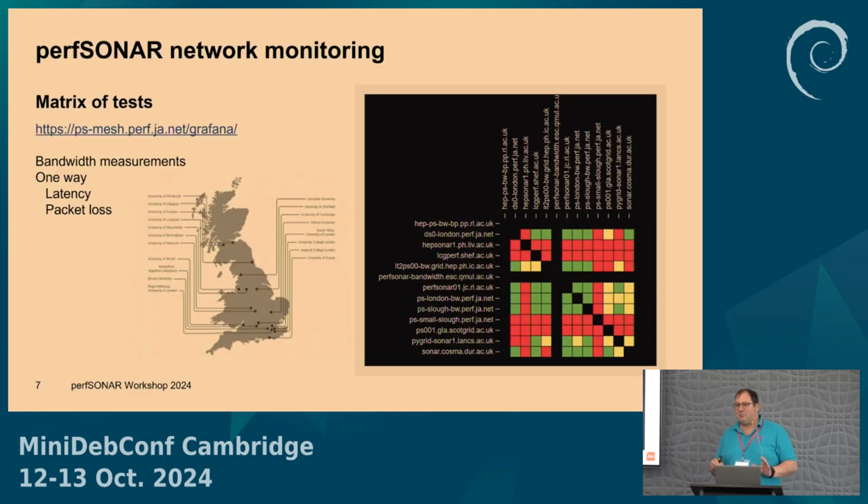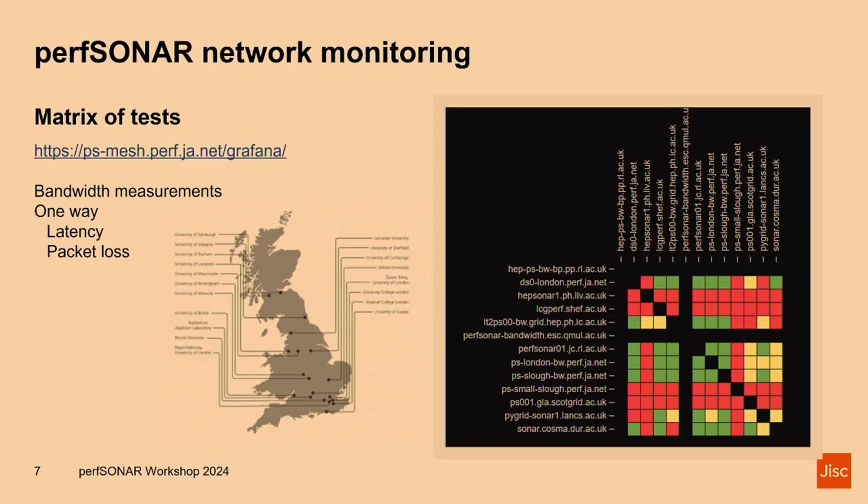So perfSONAR allows you to measure bandwidth, latency, one-way latency and packet loss. It can also do traceroute. And what we've got is a mesh of 10 sites that we're interested in. And actually they're a subset of the particle physics sites that are particularly keen on this sort of thing. perfSONAR has gone for a major upgrade, and so we're not yet covering them all.